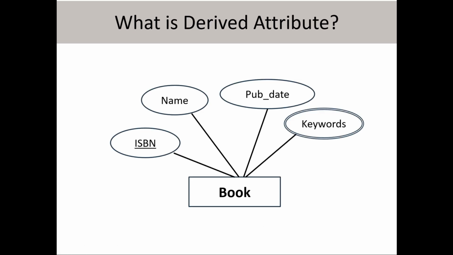A book entity might have a keyword attribute, which could include multiple values like database concept, ER diagrams, and relational schema. Here, keyword is a multivalued attribute because it can hold more than one value.